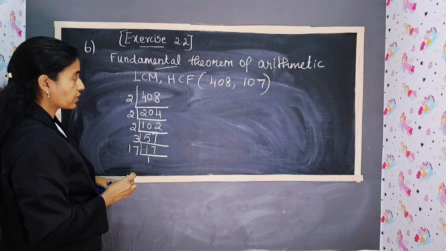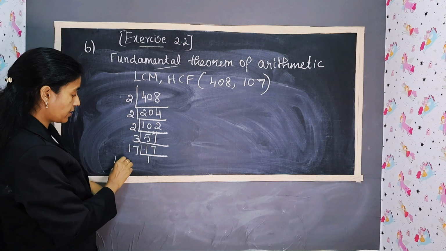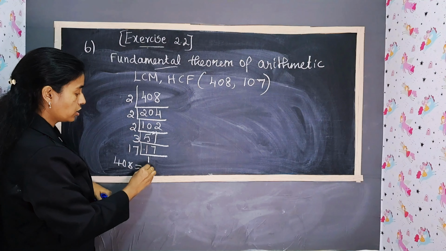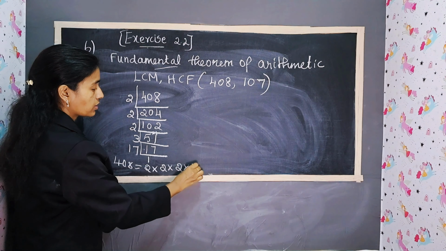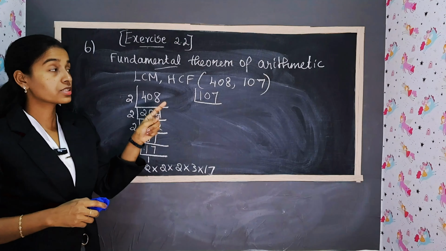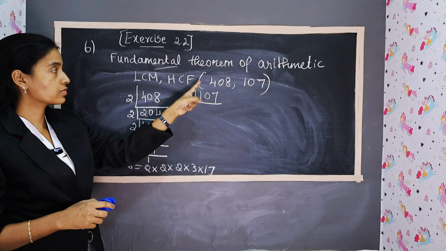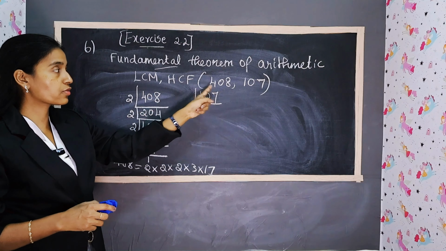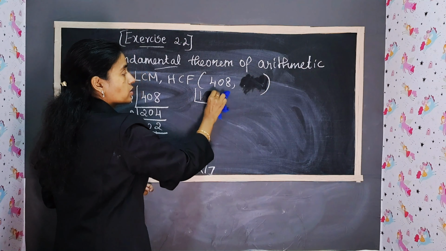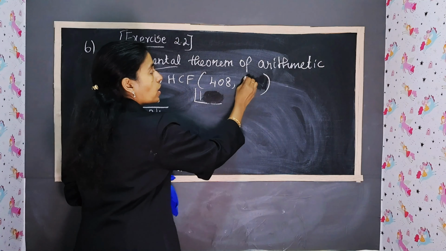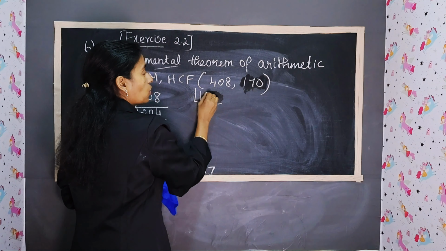Okay, so how we can write 408 equal 2 into 2 into 2 into 3 into 17. Need to find out the value of LCM and HCF of 408 and 170, not 7, 170. Okay, 170.